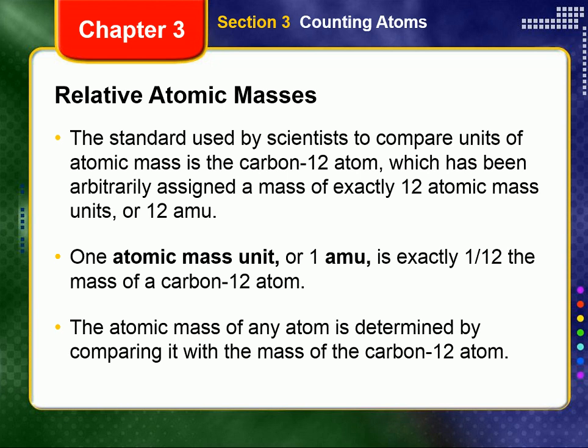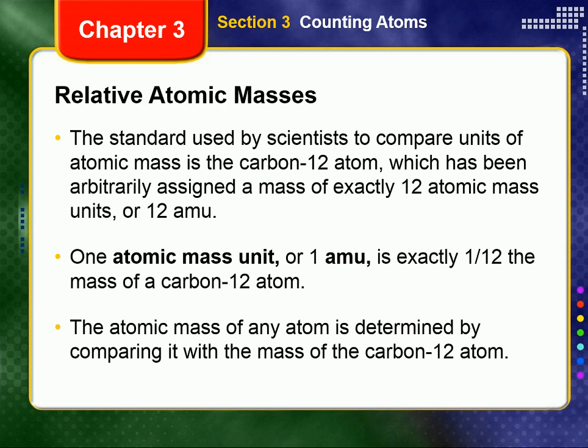It has been arbitrarily assigned a mass of exactly 12 atomic mass units, or 12 AMU. One atomic mass unit, or 1 AMU, is exactly 1/12 the mass of a carbon-12 atom. The atomic mass of any nuclide is determined by comparing it with the mass of the carbon-12 atom. The hydrogen-1 atom has an atomic mass of about 1/12 that of the carbon-12 atom, or about 1 AMU. The precise value of the atomic mass of a hydrogen-1 atom is 1.007825 AMU.